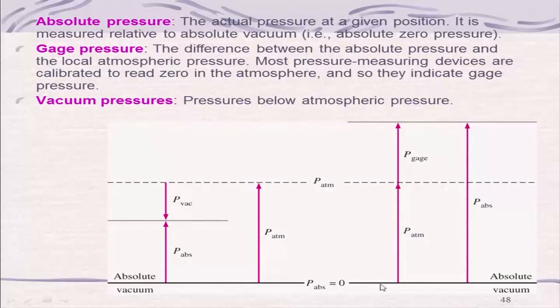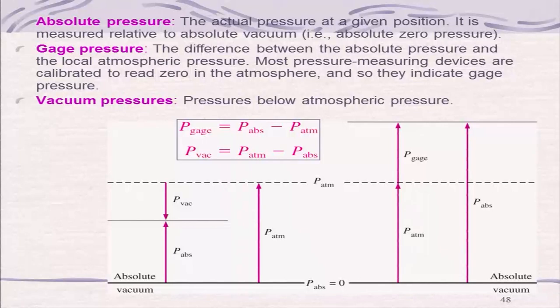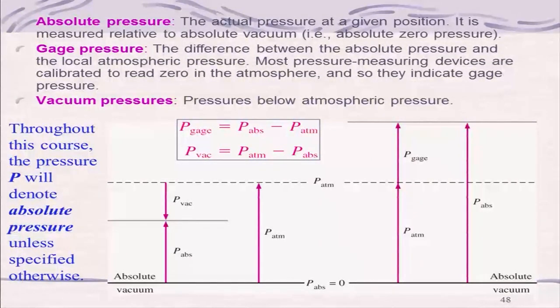If you look at this, this is your absolute vacuum, where P absolute is 0. If the pressure is here, this is the absolute pressure from here to there, and atmospheric pressure is this much. So the gauge pressure will be the absolute pressure minus the atmospheric pressure. Whereas the vacuum pressure will be the atmospheric pressure minus the absolute pressure. In this course, we will be using the absolute pressure, although most of the time we will be measuring the gauge pressure.